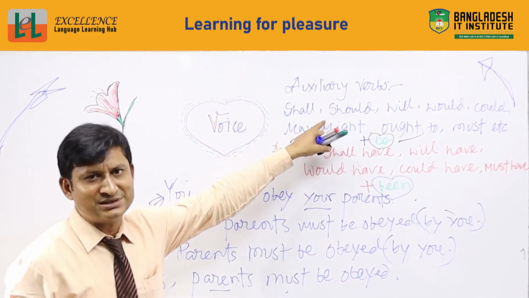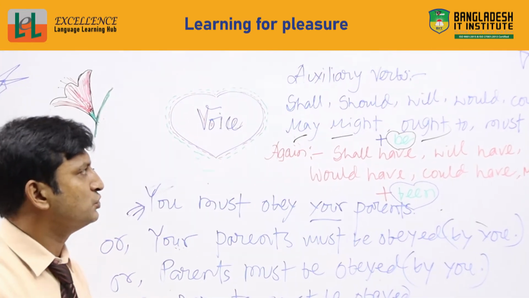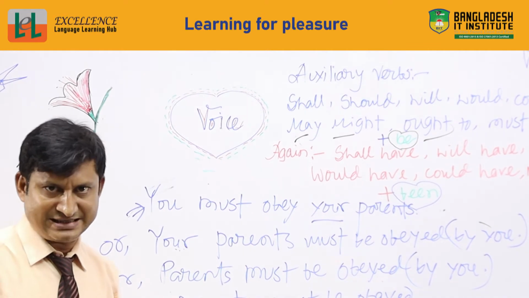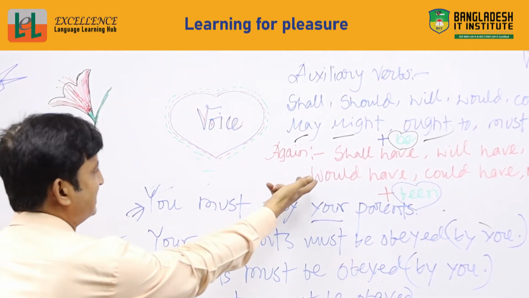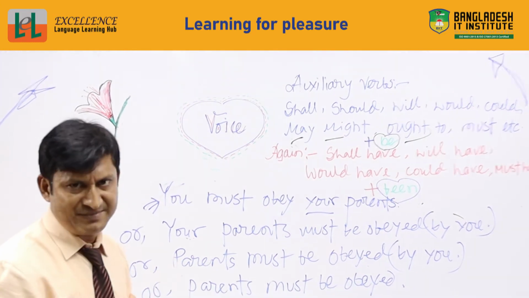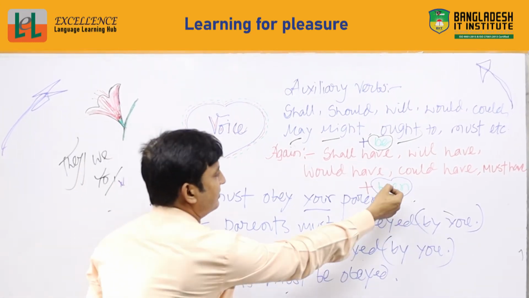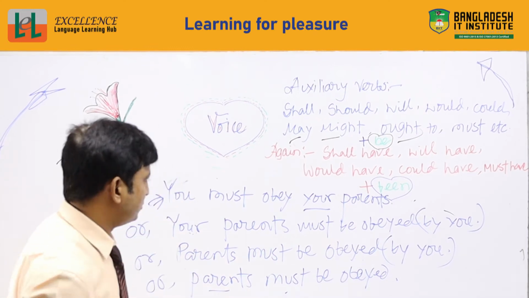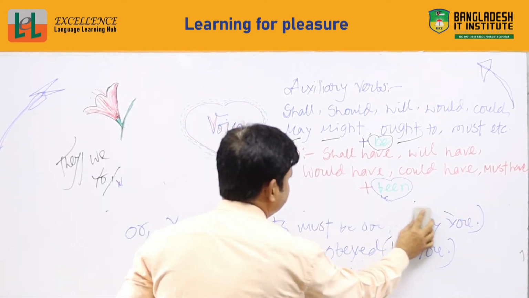This is all about auxiliary verbs, that is shall, should, will, would, could, may, might, ought to, must, etc. So let's go for the next one, and that is shall have, will have, would have, could have, must have. Then here we will use been. Okay. So let's go for the examples.